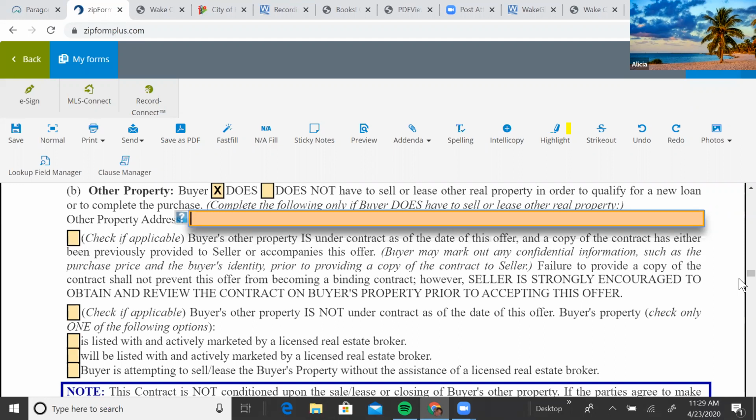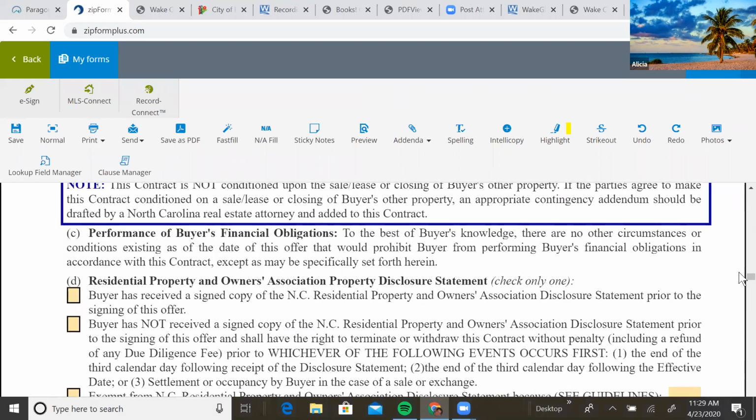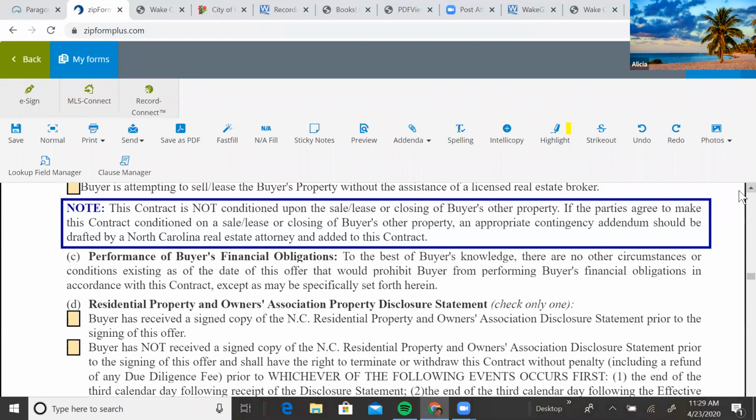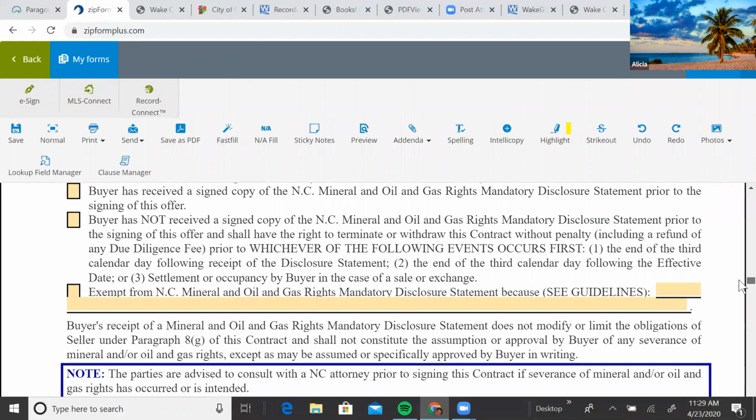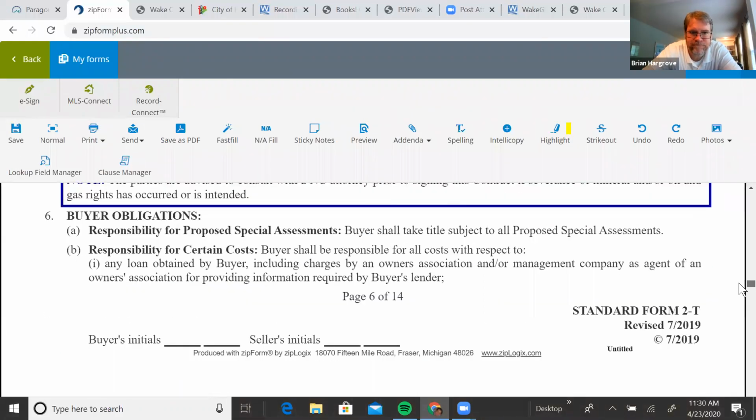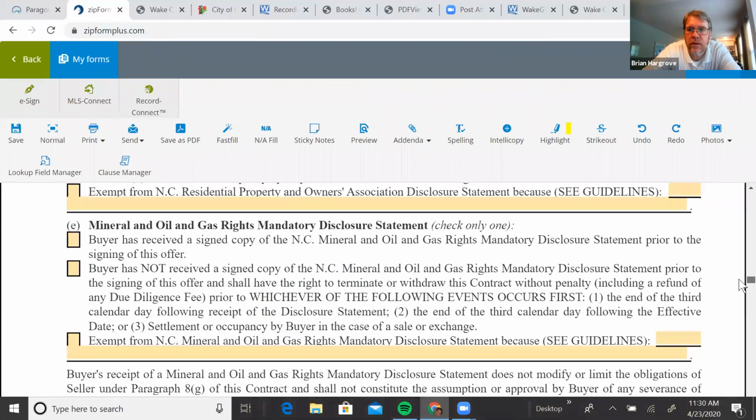Brian, I have a question. If you say that they do have to sell a house, but at the time that you did the contract, the house wasn't listed yet, it was going to be listed. Once it's listed and it is under contract, do you have to provide them with proof if they don't ask? Yes.